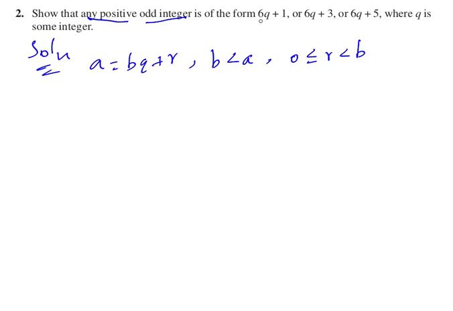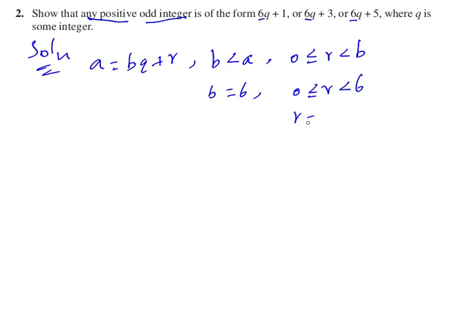In this case, in the place of b, we have 6 everywhere. So b equals 6. If we substitute b equals 6 in this range of r, 0 less than or equal to r less than 6. Now let me take the values for r. r should be equal to 0 also. r can be equal to 0 also.